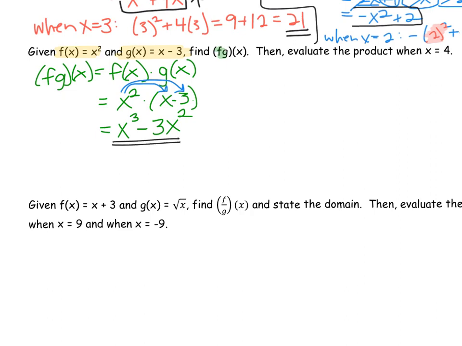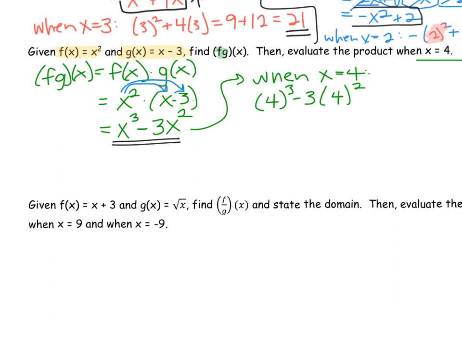It says then evaluate when x equals 4. So I'm just going to put this over here. When x equals 4, we would end up with 4 cubed minus 3 times 4 squared. 4 cubed is 4 times 4 times 4, and that equals 64. Minus, be careful with order of operations here. We would have to do the 4 squared before we multiply by 3. 4 squared is 16. 3 times 16 is 48. And that would make this answer, 64 minus 48, equal to 16.